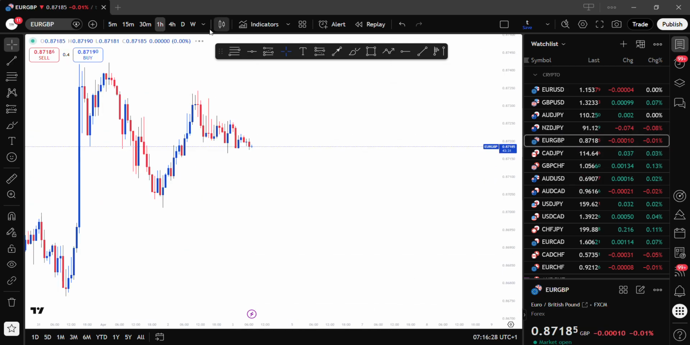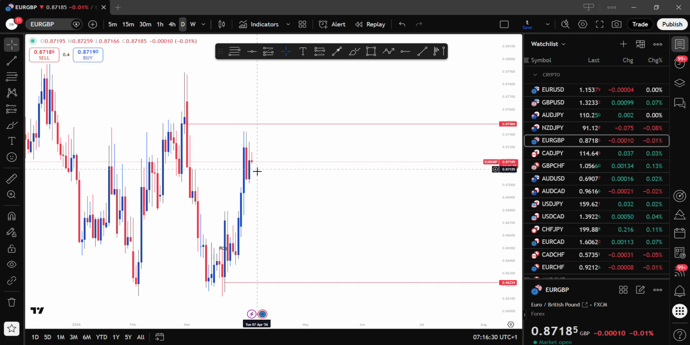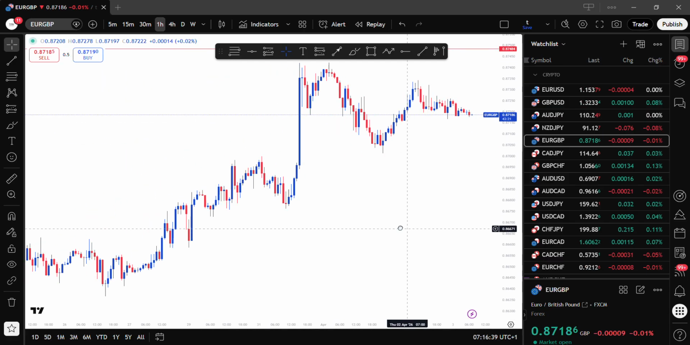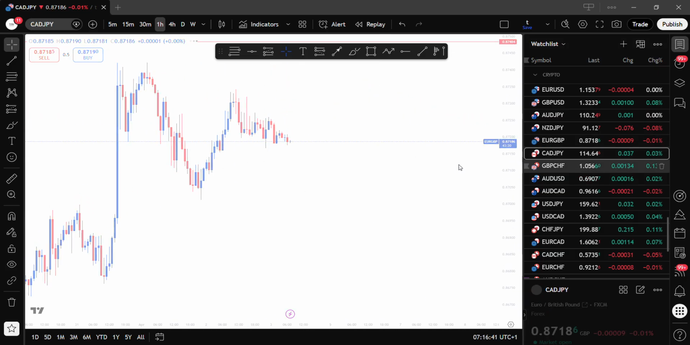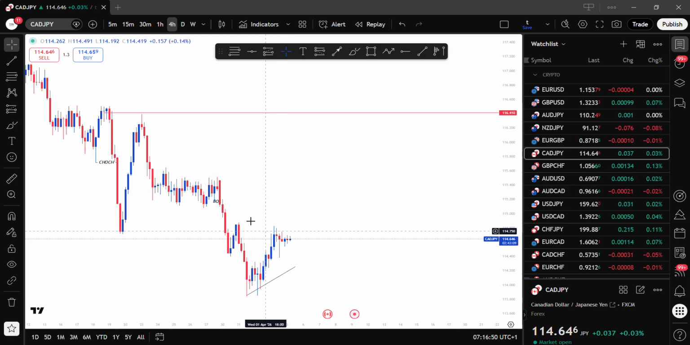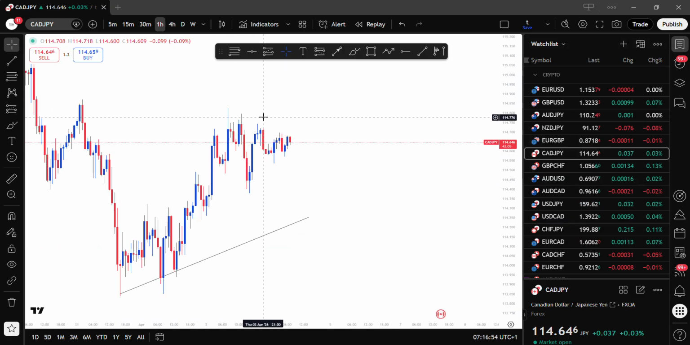On EUR GBP, if you check the daily time frame, you can see the market is buying to this point, and a sell will start happening. So if you're looking out for more buys, there's no clear entry for a buy yet. On CAD JPY, if you check the daily time frame, you can see the market seems to be selling a bit, and a buy should happen. There's not really a clear one there on the daily time frame. On the 4 hours, you can see it's more like a buy is happening but no entry.